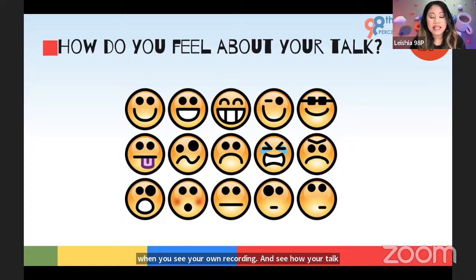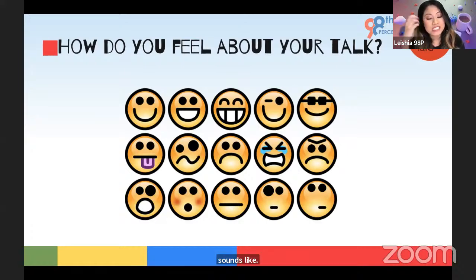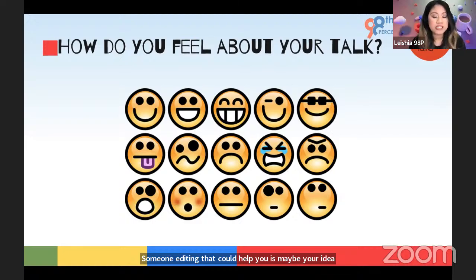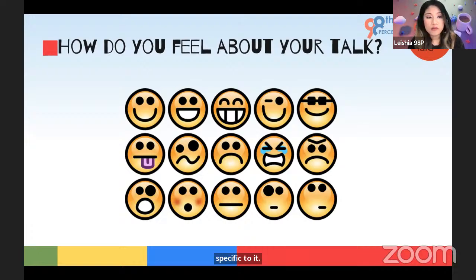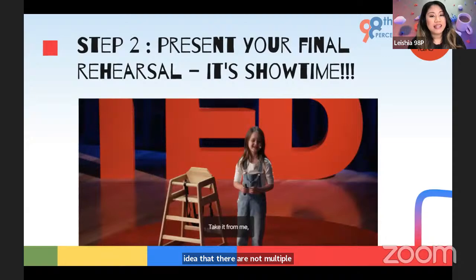Some editing that could help you is maybe your idea is too big, okay? Maybe you can focus it on just being specific. You want to make sure that your talk is not too long. It should be about 5 minutes, max 10, but I believe the 5-minute mark is the best. And you want to make sure that there is just one main idea, that there are not multiple ideas in your talk.